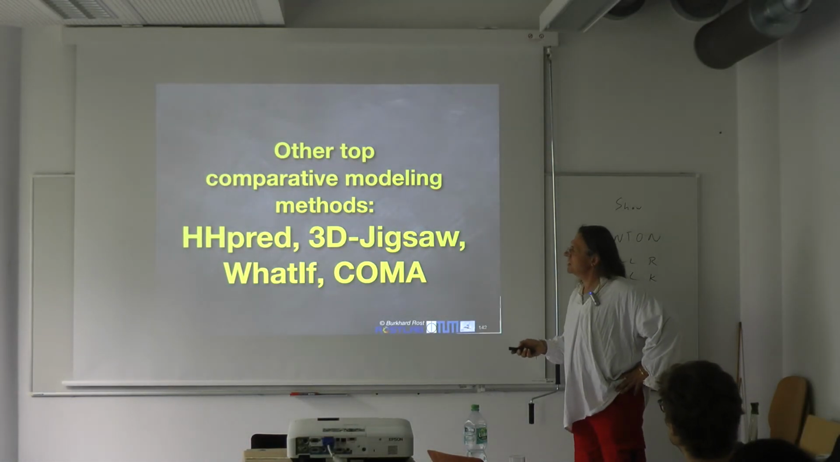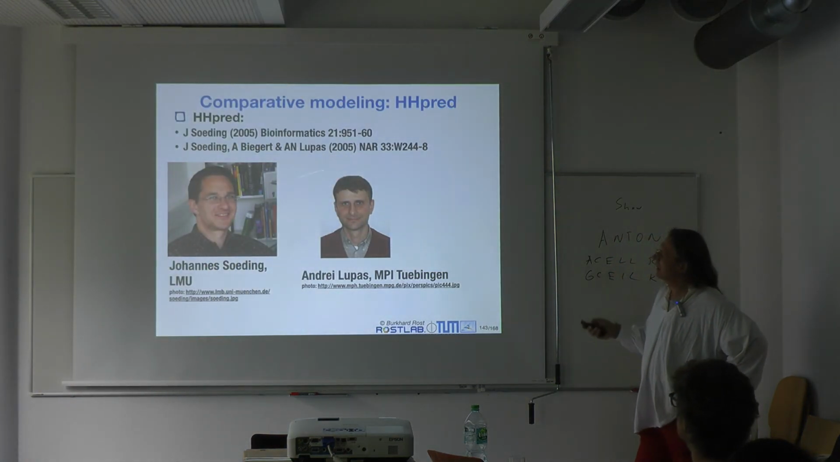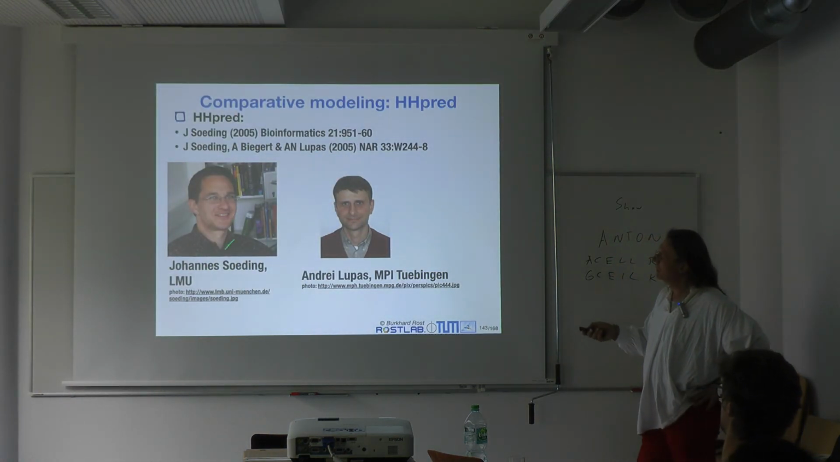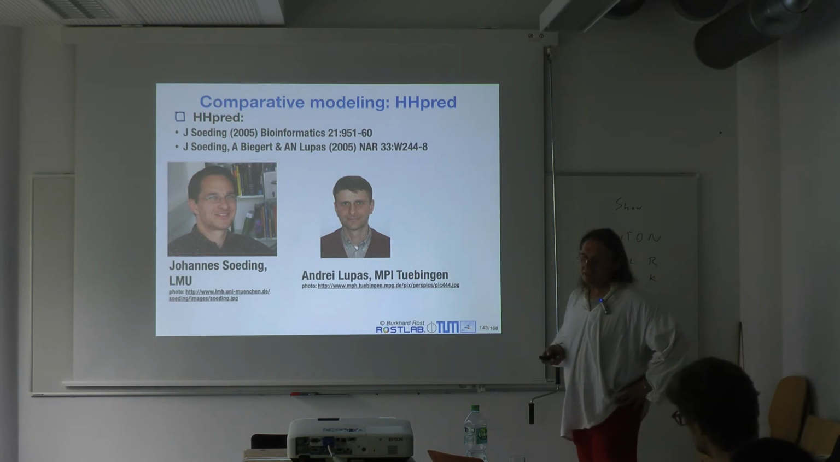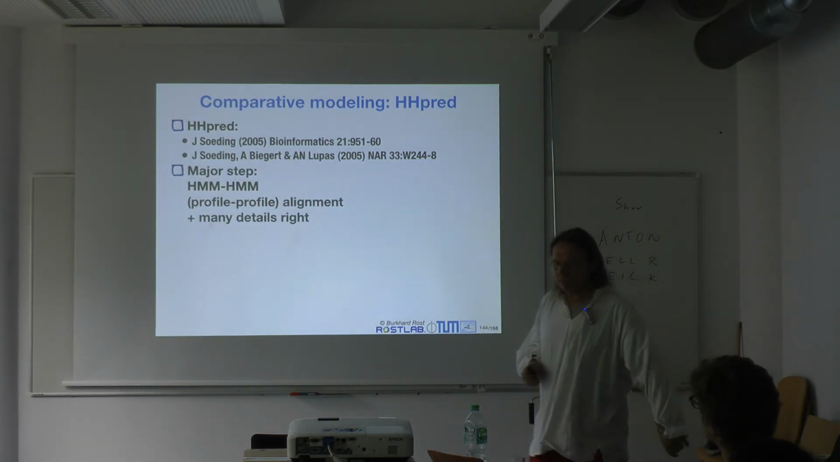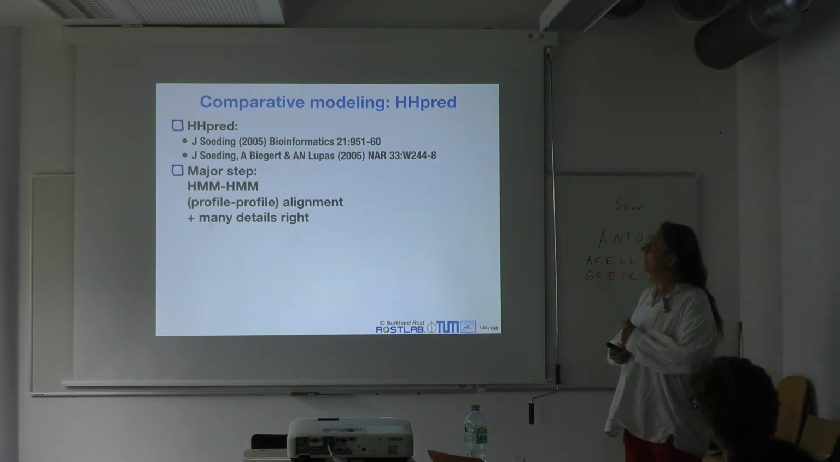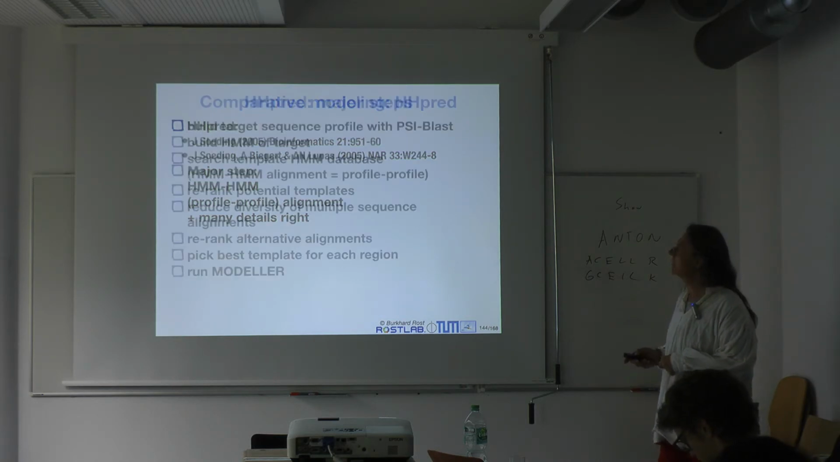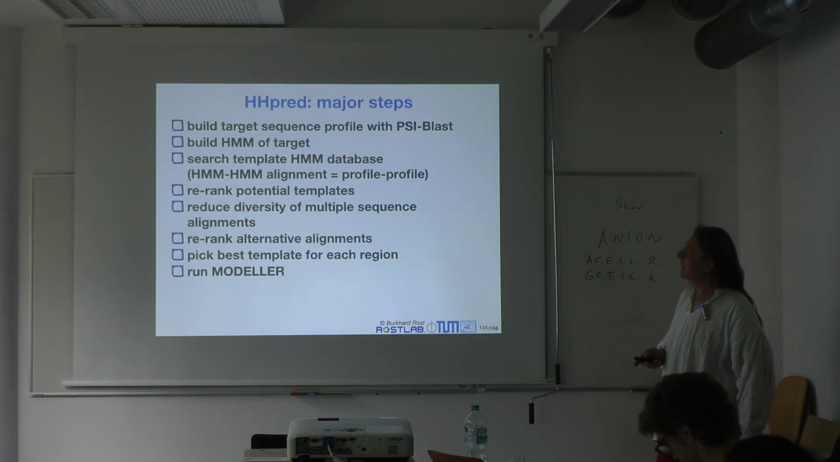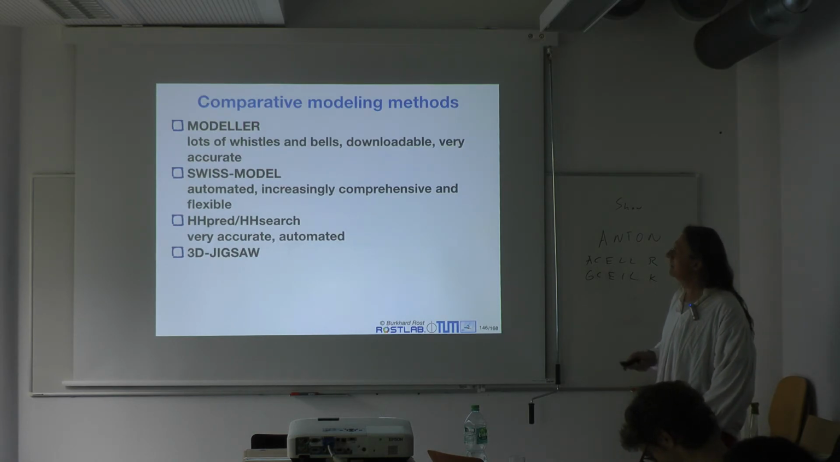Here's a bunch of other methods. HHpred, coming out of the lab of Johannes Söding, who is now at the Max Planck Institute in Göttingen, and André Lupas from Tübingen. Underneath are HMM, hidden Markov model, profile alignments that cleverly predict structure, and that is in fact one of the best methods available.